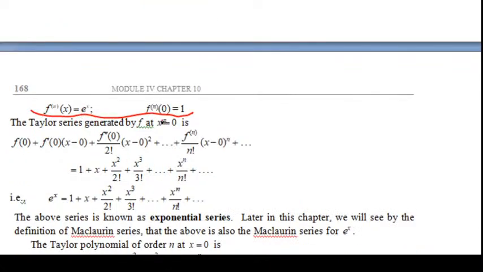So the Taylor series of f at x equal to 0 is, by looking at the formula here, it is actually f of a. When we put a equal to 0, it becomes f of 0. Here actually f prime of a times x minus a by 1 factorial. Here a is equal to 0, so we put it here. Second one is f double prime of 0 by 2 factorial times x minus 0 squared plus etc.